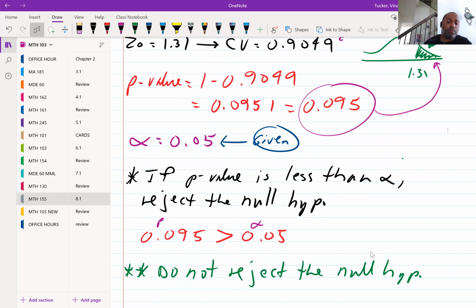So now if the problem had wording, we'd have to establish a conclusion, but right here we didn't. It was just a generic problem, just helping us walk through the steps. So all we would say is do not reject the null hypothesis.